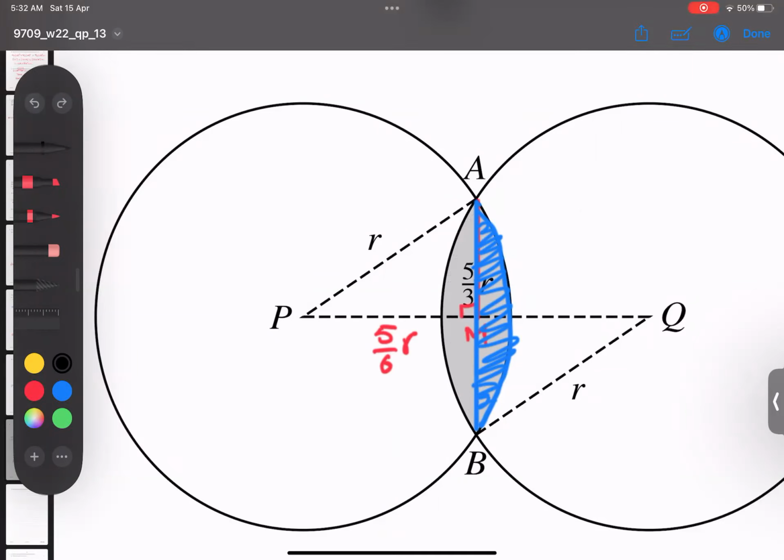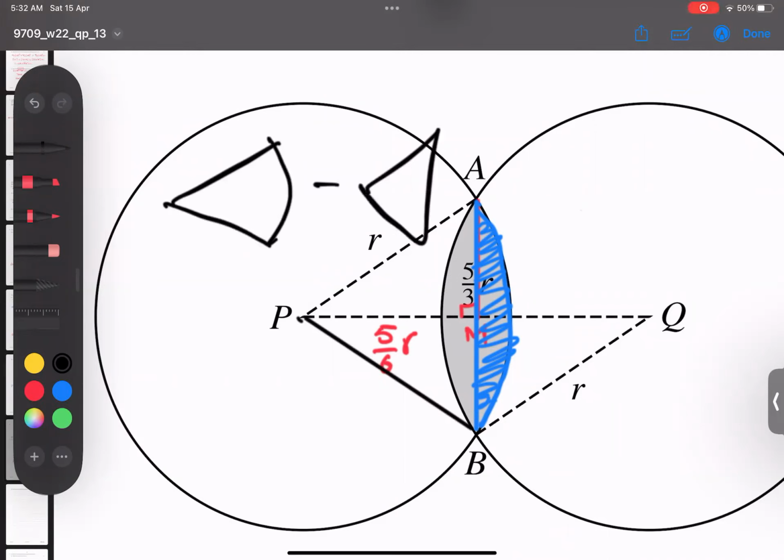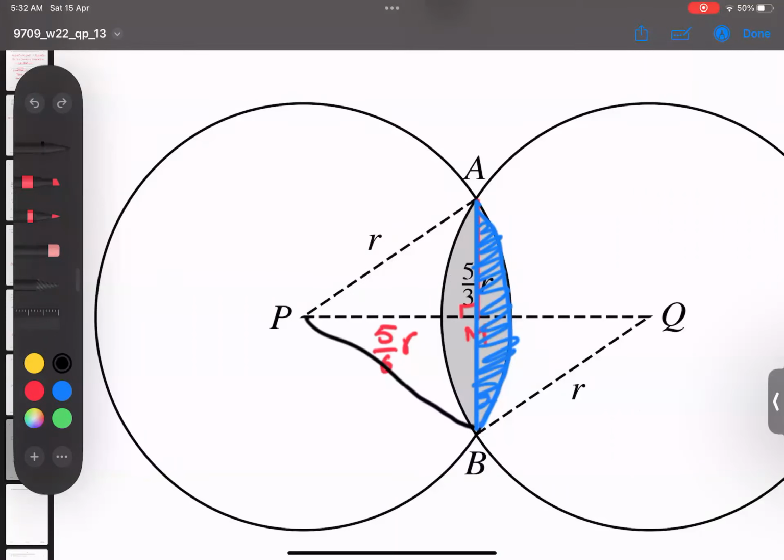Now the question comes to your mind, how to get this area? How to get the blue area? From the full sector, minus the triangle. The sector is the full one, you can see, students, and the triangle is this one. So the planning is so simple: sector minus triangle is my target.